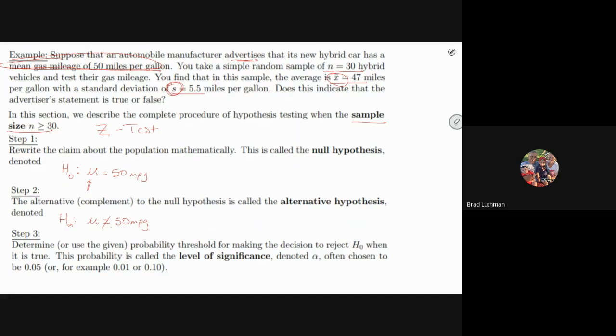Okay, determine the probability threshold for making a decision to reject the null hypothesis when it is true. This is called the level of significance. So the level of significance is our baseline of we're saying, all right, the probability of pulling a certain sample must be at least above this probability. This is where we are going to draw the line in what we believe, all right?